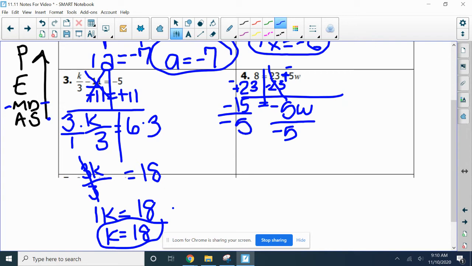But what I do to one side, I have to do to both sides. So negative 5 divided by negative 5 is simply 1. So 1w on that right side. And then negative 15 divided by negative 5. Well, 15 divided by 5 is 3, and 2 negatives are going to give me a positive. So I am left with 3 equals 1w, or w.